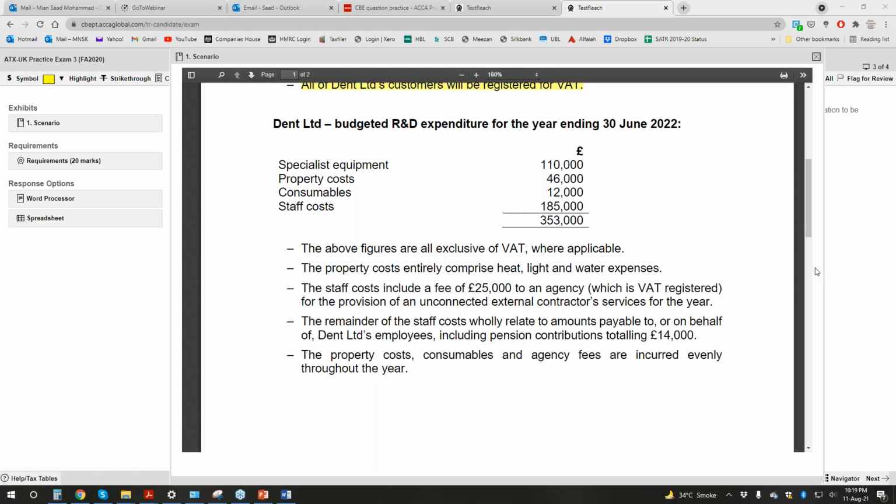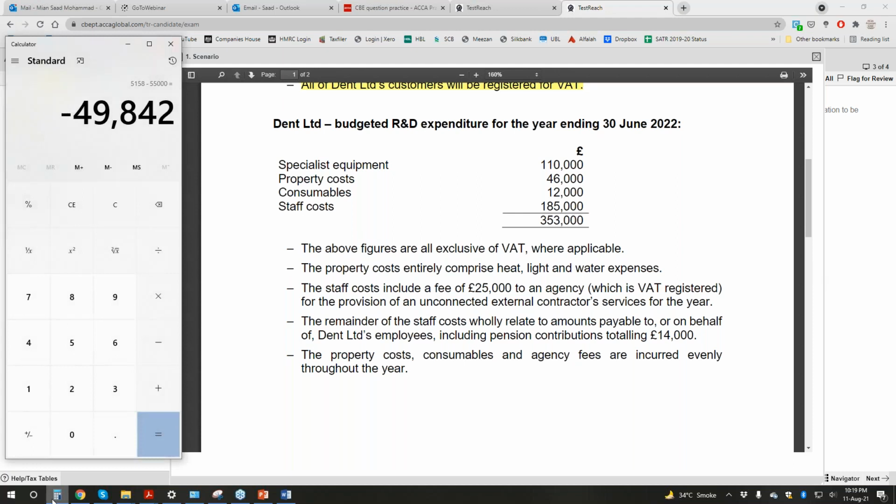So now let's quickly calculate what will be the enhanced relief. The total amount is 353,000. 353,000 is the total amount. I have to deduct 110,000 out of that as a specialist equipment. So I'm left with 243,000, but I also have to deduct 25,000 as well.